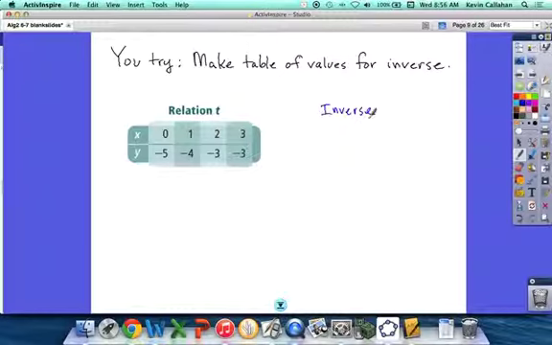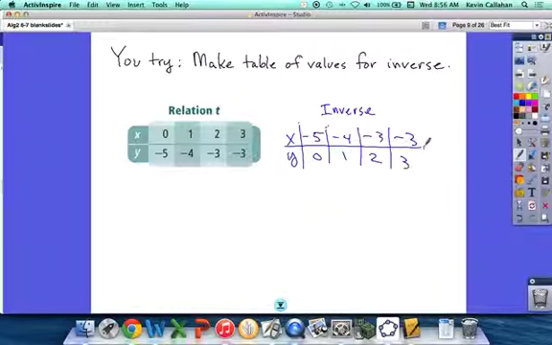The inverse, x, y. 1, 2, 3, 4. Right, so before we had x is 0, 1, 2, 3. Now it's y equals 0, 1, 2, 3. Before we had y equals -5, -4, -3, -3. Now it's the x's. So what did that do to the domains and ranges? They just switched them. Okay.